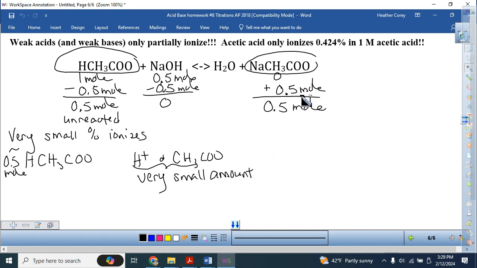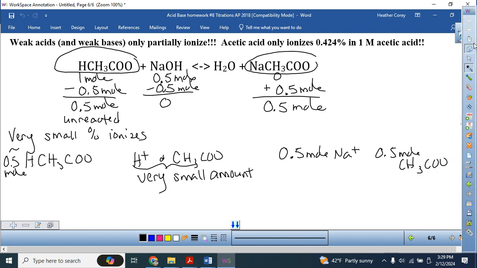Okay, this is an ionic compound that's in water, so this is going to completely break up. So we're going to have a half mole of the Na plus, and we're going to have a half mole of CH3COO.